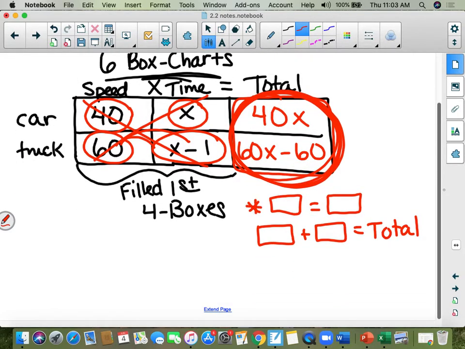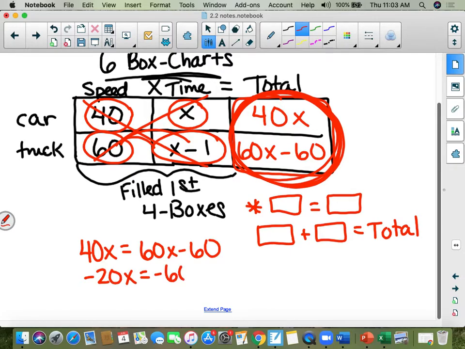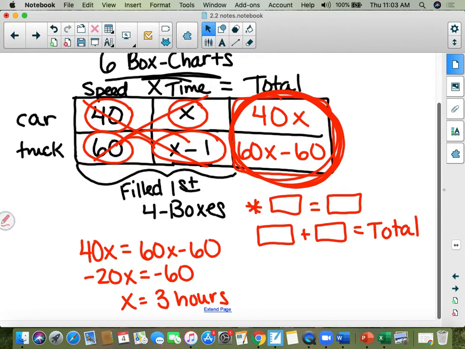I'm going to set the 2 boxes equal to each other. So 40X is one box, and 60X minus 60 is the other one. I'm going to subtract 60, which gives me negative 20X equals negative 60. Divide both sides by negative 20. X is equal to 3 hours. That's how long it's going to take for the truck to overtake the car.